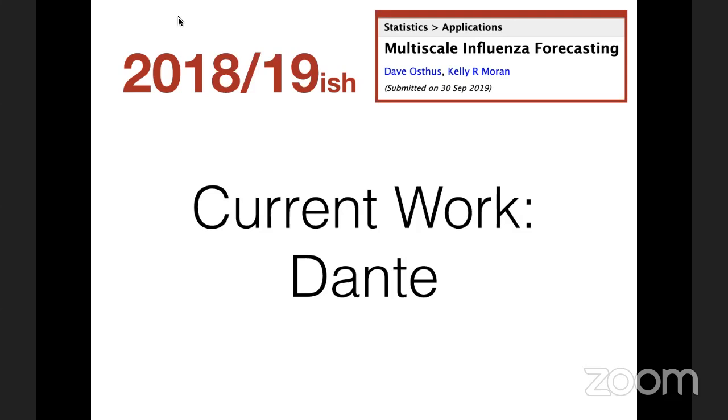The main goals of Dante are to build just one unified model that does your state-level forecasting, sharing information, but also aggregates up to produce regional and national forecasts as well. This is the main thing: we're pushing down to the state scale, and we're trying to have one model that does all of this for us.